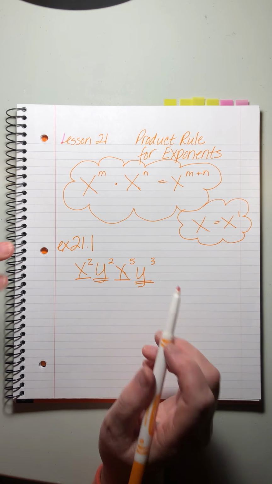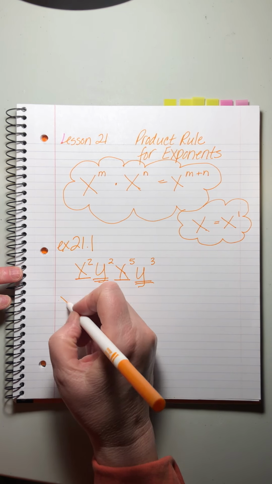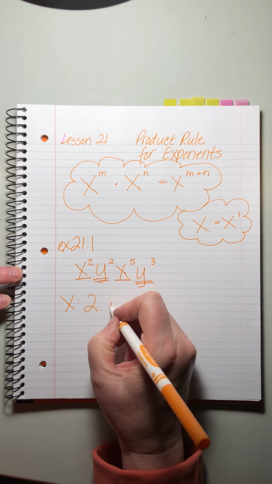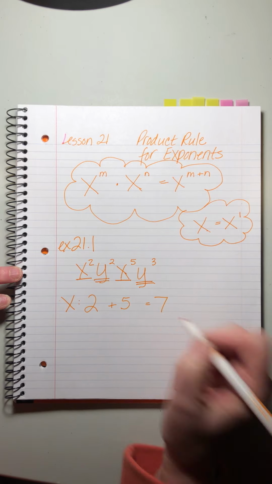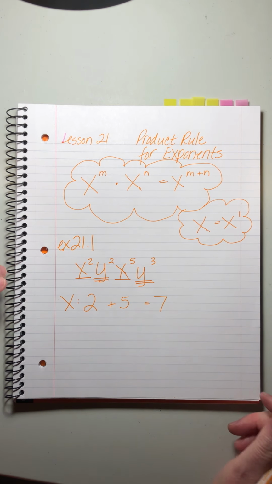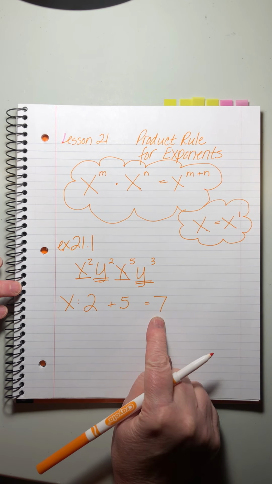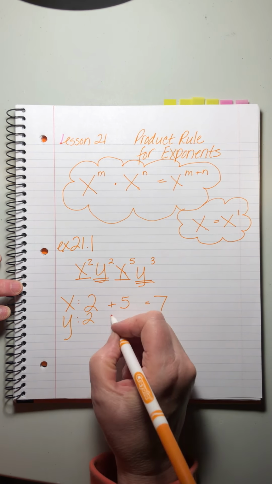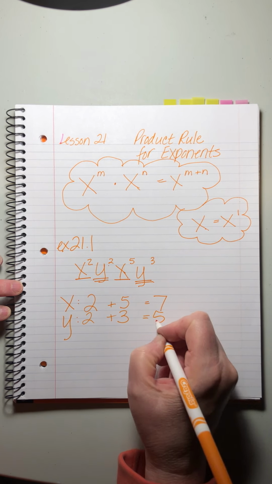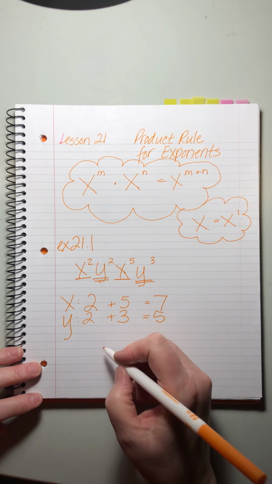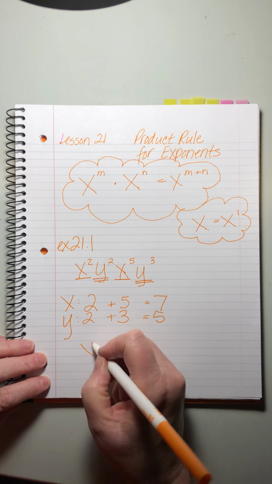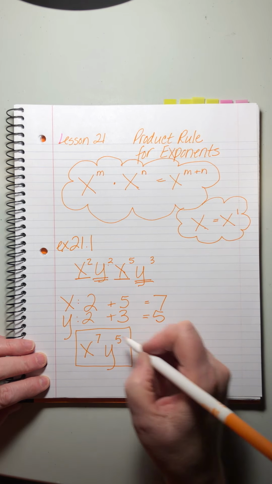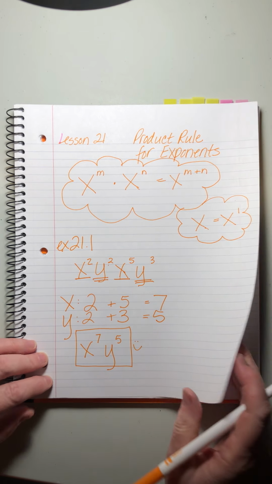So what I like to do is simplify my problem. What I'm saying is first I'm going to look at the base for X, and I'm going to add the 2 exponents using the product rule for exponents, and that will give me an exponent of 7. Then I do the same thing for Y. That's a 2 and a 3. So my final answer is X to the 7th, Y to the 5th. That, my friends, is the product rule in action.